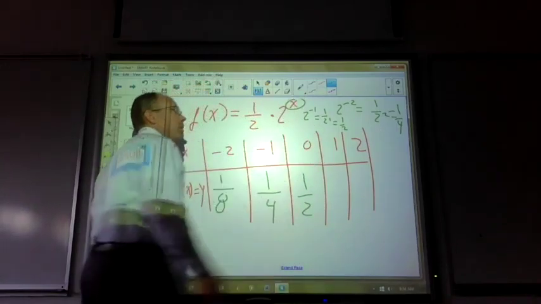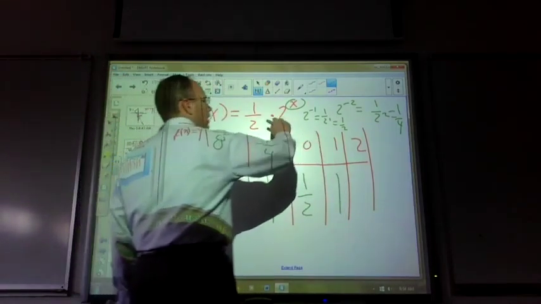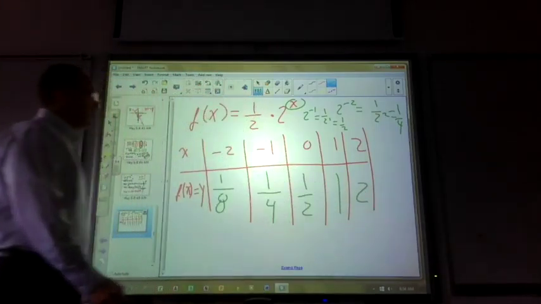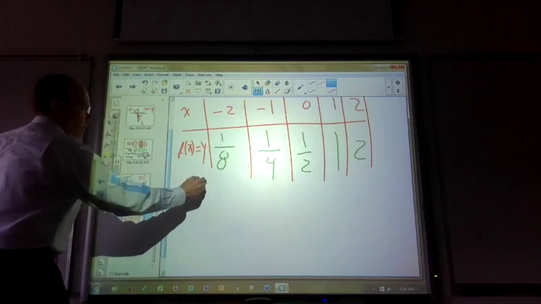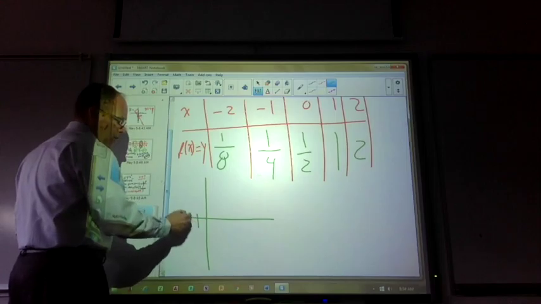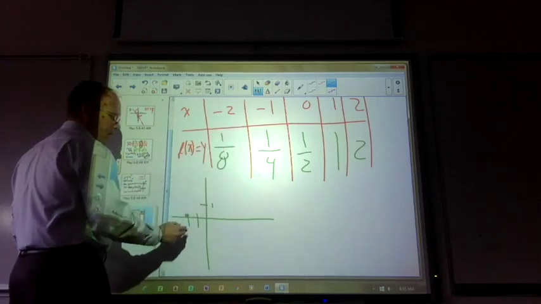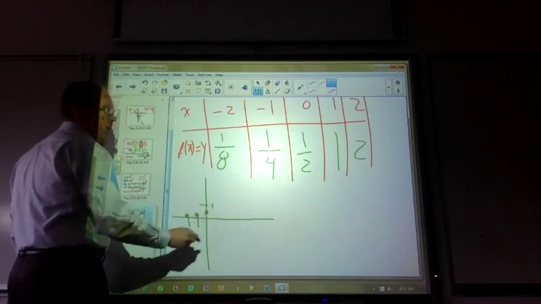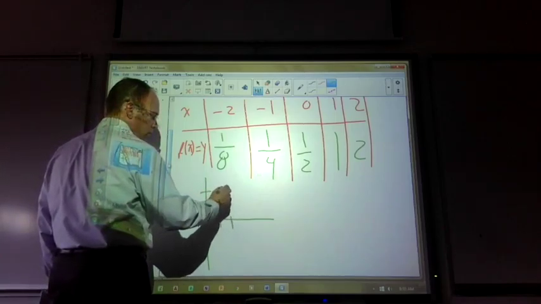Plug 1 in, 2 to the first power is 2. 2 times half. Plug 2 in, 2 squared is 4. Half of 4 is? These are the things I'm going to graph now. Let's extend the page a little bit. Ready? Let's see if we can make this work. At -2, I'm at an 8th. At -1, I'm at a 4th. At 0, I'm at half. At 1, I'm at 1. At 2, I'm at 2.